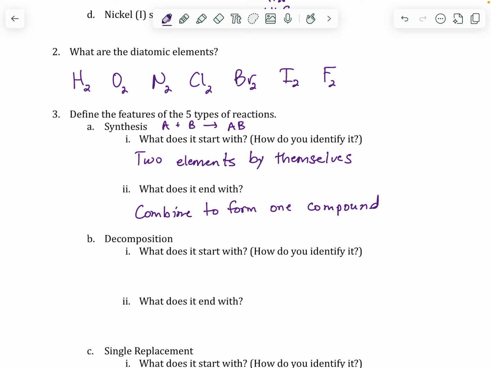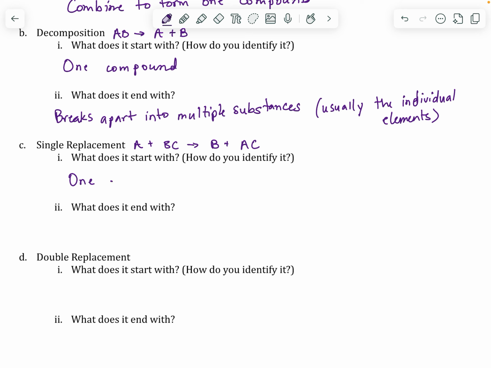Single replacement reactions, they start with one element and a compound, and in theory, what that element by itself does is it replaces. So there's only one replacement going on here. The element most like it in our compound at the beginning. And so we say it starts with one element and one compound.